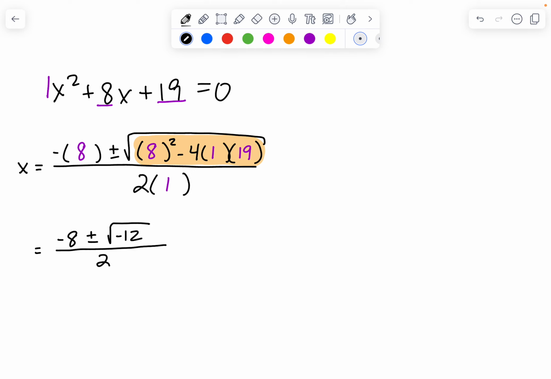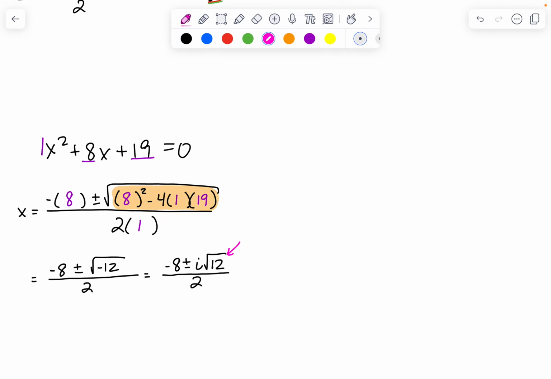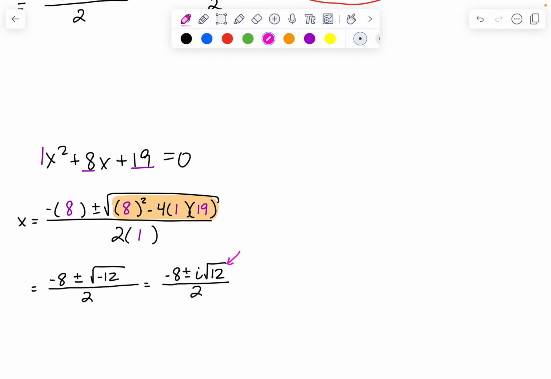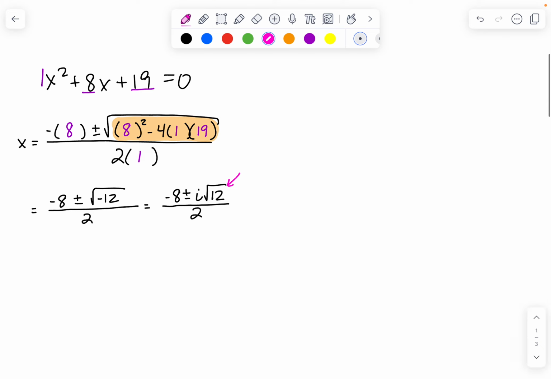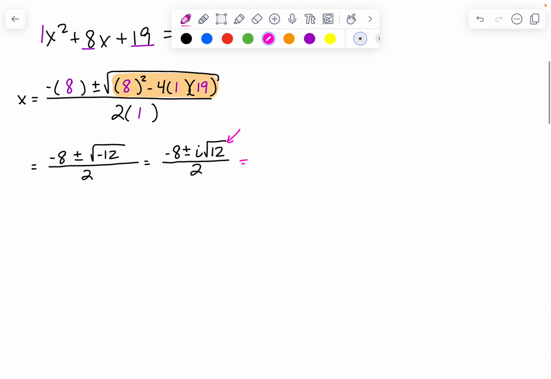Now remember, when you have a square root of a negative, you're going to take the negative out and make it an i, like that. And then we've got this guy to deal with, and I know that I can rewrite the square root of 12 as this, because that's what we did. The square root of 12 is 2 times the square root of 3. So I'm going to say negative 8 plus or minus 2i square root of 3 divided by 2.